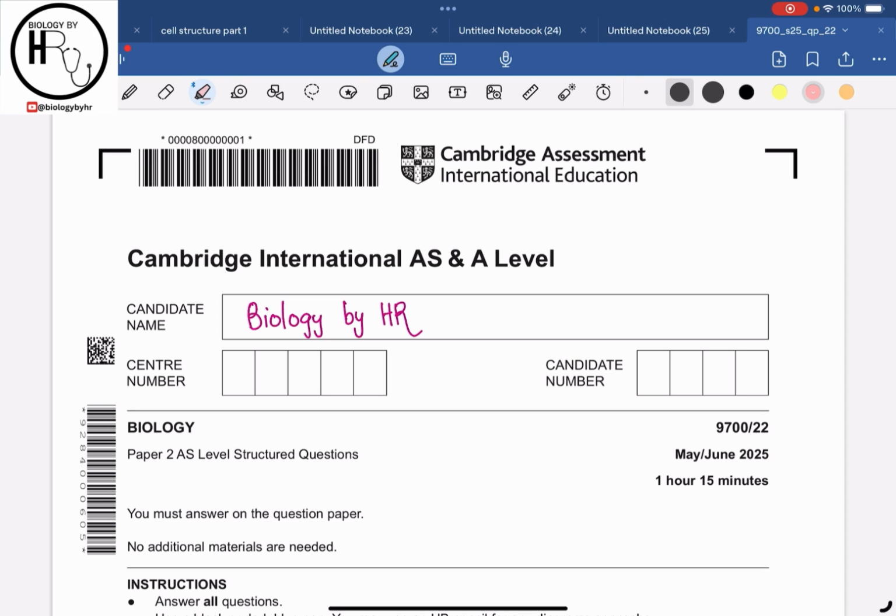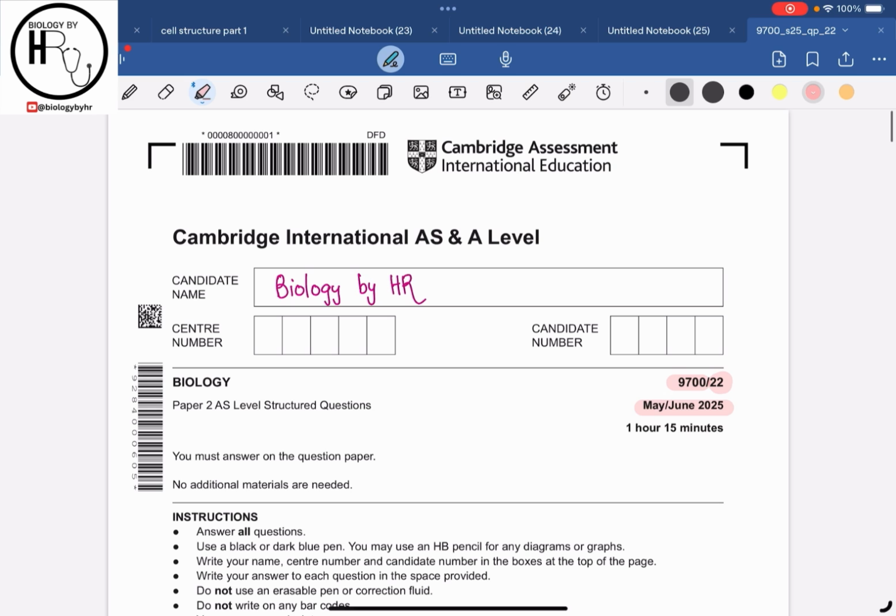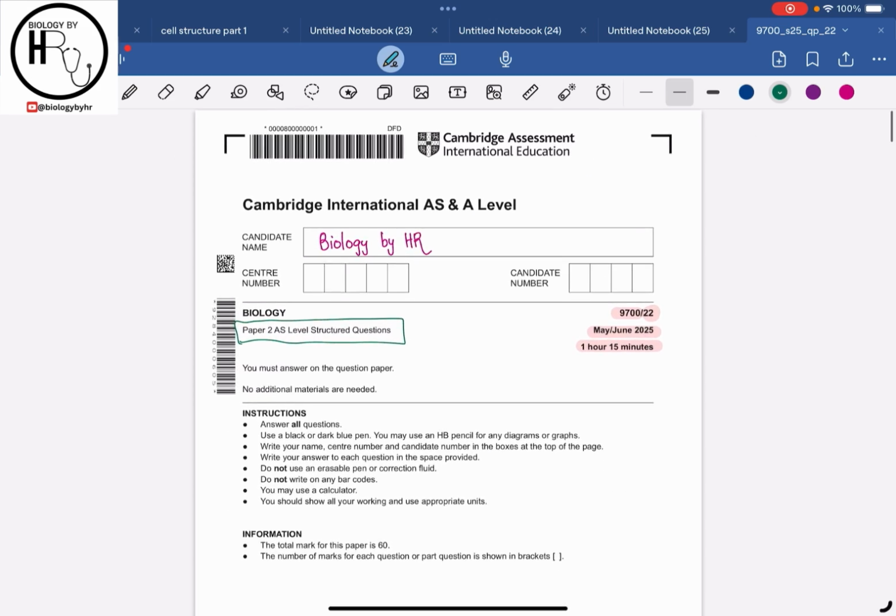So today we will be looking at CIE AS level biology paper 9700 paper 2 May June 2025. This paper is of 1 hour and 15 minutes. So let's continue discussing paper 2 of the AS level biology.